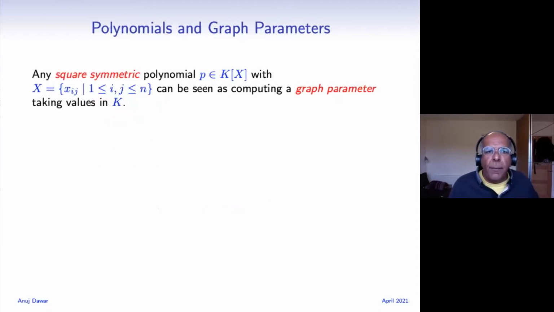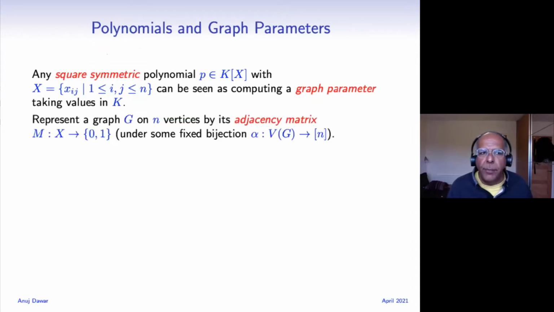So this is, I said, now if you have a polynomial P over a field K and variables X, where X are the indeterminate entries of some n by n matrix, and it is square symmetric, by which I mean Sym_n symmetric, simultaneous permutations of rows and columns. Then we can think of it as computing some graph parameter taking values in K.